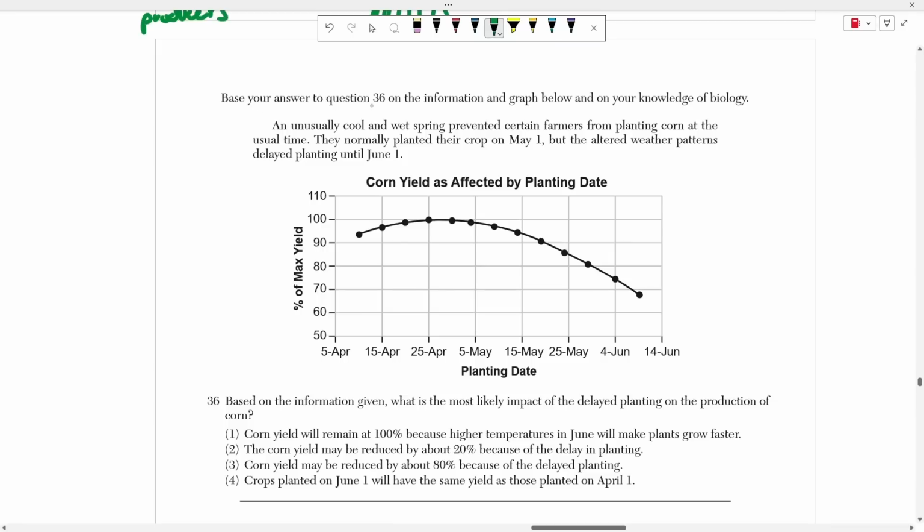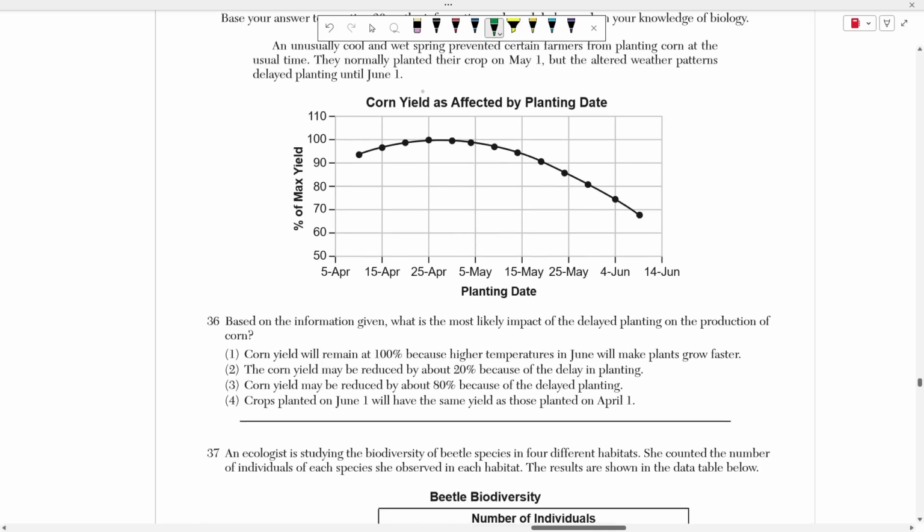Base your answer to 36 on the information and graph and your knowledge of biology. An unusually cool and wet spring prevented certain farmers from planting corn at the usual time. They normally planted their crop on May 1st, but altered weather patterns delayed planting until June 1st. Based on this information given, what is the most likely impact of delayed planting on the production of corn? Well, if you can't produce your corn reliably, then your corn yield is going to be decreased, right?